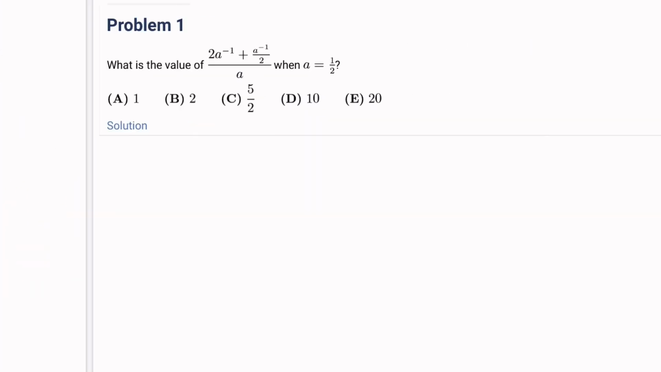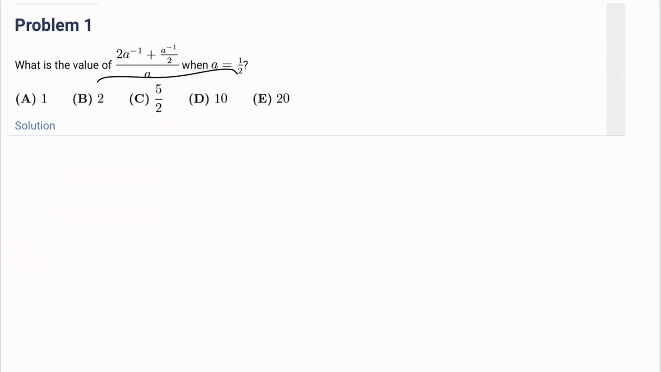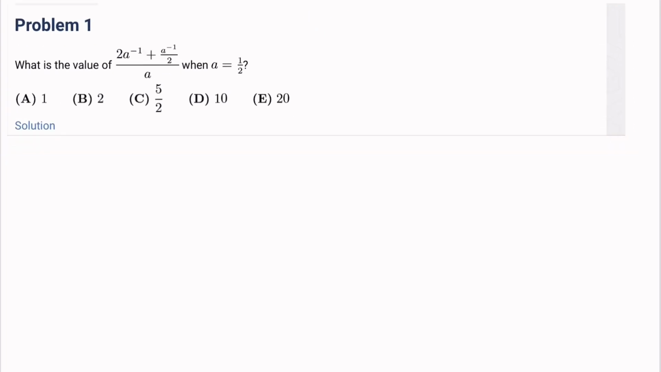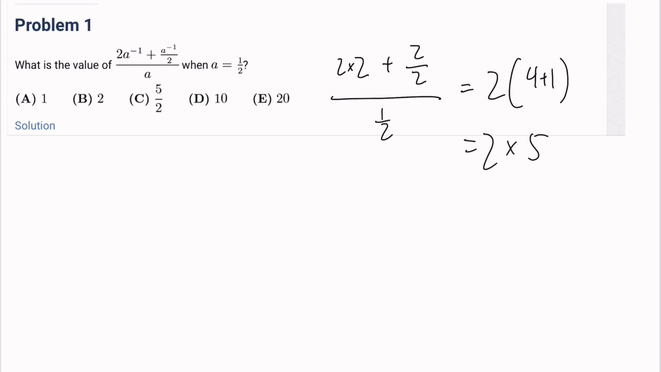So let's get started. First problem, what is the value of this when a equals 1/2? What we just have to do is put 1/2 into this equation, right? And so 2a to the minus 1 power equals 2 times 2, and then that plus a inverse is 2. So 2 over 2 all over 1/2, right? And so this over 1/2 just means multiplying by 2, right? So it's 2 times 2, which is 4, plus 1, equals 2 times 5 equals 10, right? So the answer is D.